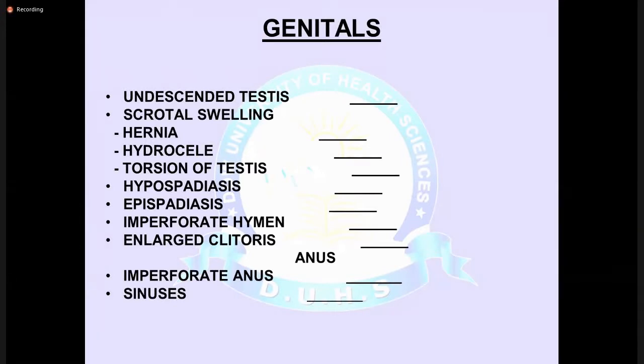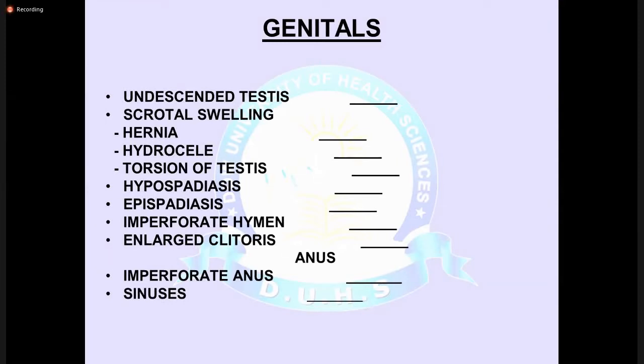Look for, in male babies, undescended testes, any scrotal swelling, any hernia, hydrocele, torsion of the testes, hypospadias, epispadias. And in females, you have to look for the imperforate hymen, enlarged clitoris, and at the back you should look for the imperforate anus. It's important. We usually do not miss this portion, to do the examination of the anus, or any sinuses present.